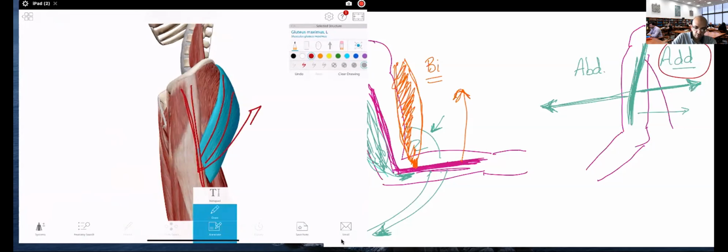And backward movement of the thigh means you are increasing the angle of the joint. Increasing the angle of the joint is what we call extension. So the prime mover for hip extension is going to be the gluteus maximus.